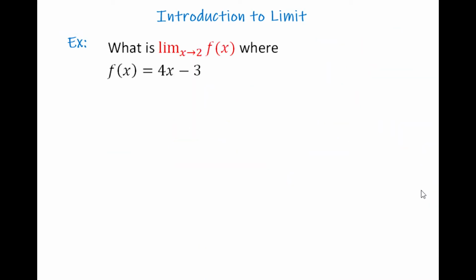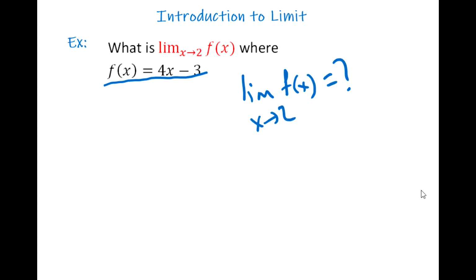In this question, it says, what is the limit of f of x when x goes to 2, where the function is 4x minus 3. So let me write it here: limit of f of x when x goes to 2 is question mark. In such questions, guys, especially when our function is a polynomial function like here, all we need to do is just put 2 instead of x. That's all we need to do, guys.